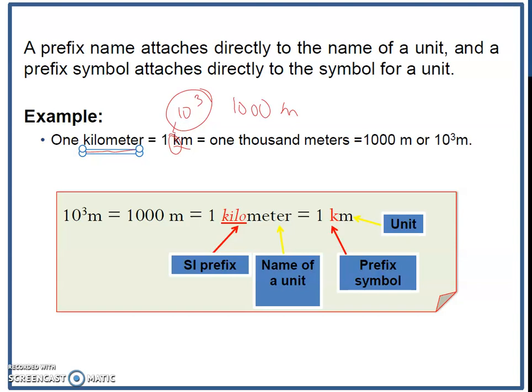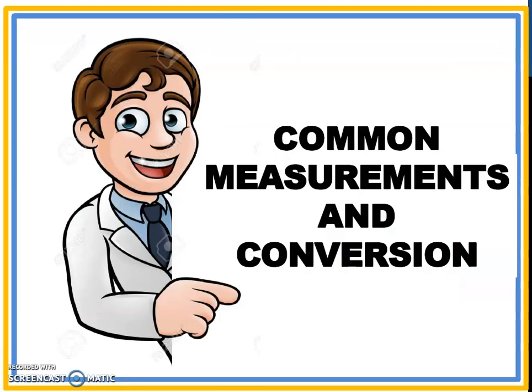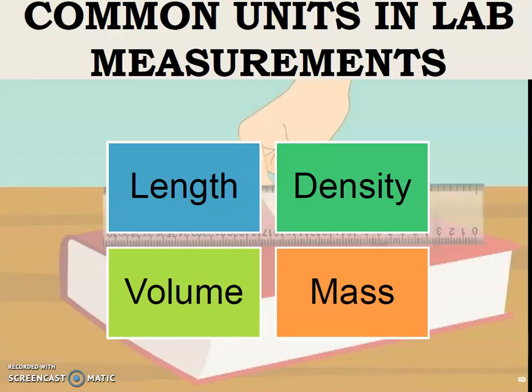Alright, the next one. Okay, common measurement and the conversion. Tadi saya ada sebut pasal conversion. So, kita akan tengoklah. There are 4 things we're going to understand in this chapter. Length, density, volume, and mass. Length is the basic SI unit, while density, volume, these two are the derivation unit from length and mass. Okay.